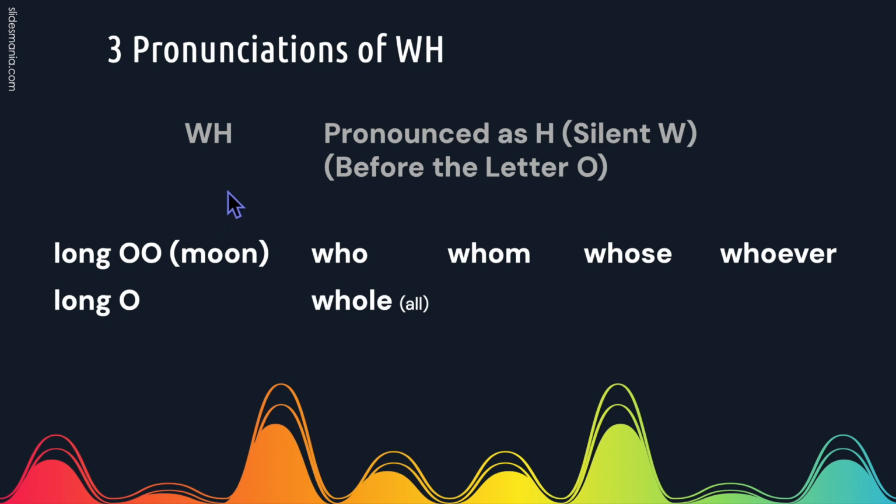Here are most of the words where the W is silent and we just pronounce the H sound. Notice how many of these are question words where the WH is followed by the letter O. In this first row, we are going to pronounce the O as the long OO sound, the oo of moon. Who. Notice the W is silent. Whom. Whose. ER says whoever. In this word, we are going to have the E make the O have its long sound of O, whole. This whole refers to all of something.